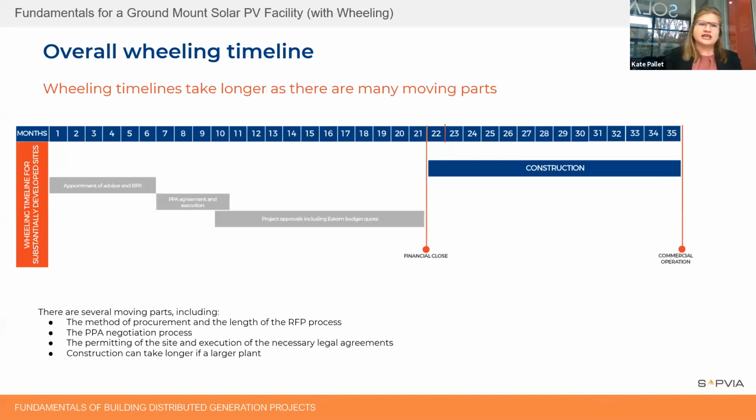I've spoken a bit to this already, but the wheeling timeline. So this is an idea of what 3 years looks like. I know that the gray writing is quite difficult to see, but essentially in those first 6 months, what you have is the appointment of the electricity consultant and the RFP. Typically, this is a process that is driven by the client and driven by their requirements in terms of procuring renewable energy and what they actually need. So the bidding process and actually getting the RFP awarded will typically be what's happening in the first 6 months.